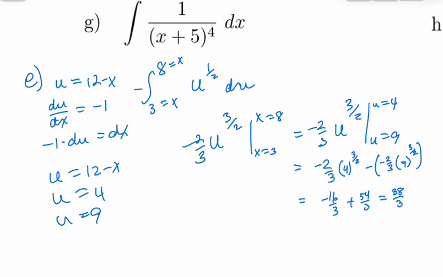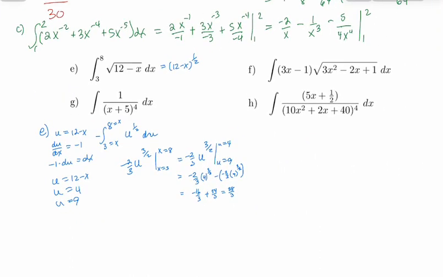Well, G is very much like E. Let me just tell you the substitutions for each of those, and then we should be good there. In F, make your u the thing that's stuck inside your square root. G, make your u the thing that's stuck in your fourth power. H, make your u the thing that's stuck in the bottom. So that should help you there.